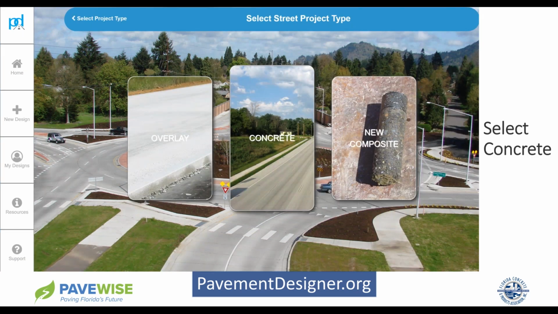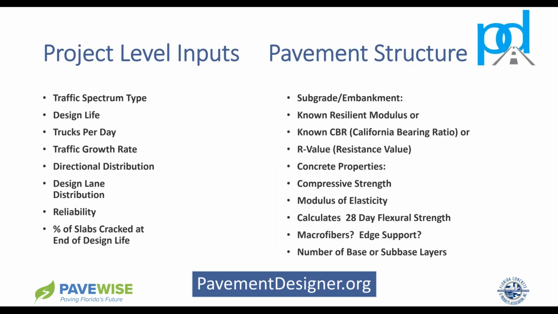You got three choices again for a city street. You can do an overlay, you can do concrete, or a new composite. A new composite might be where you do a full depth reclamation on an asphalt roadway, and you want to put concrete on top or asphalt on top. Either thing, you can design it there. But we're going to do a regular concrete pavement. So we're going to click that concrete button.